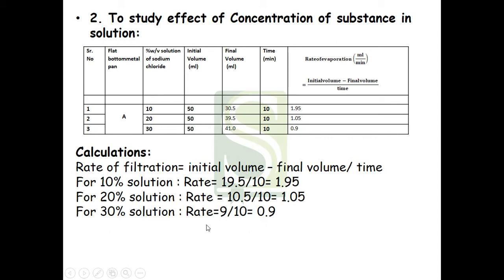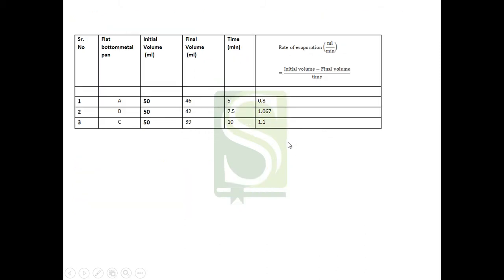And for 30% solution, rate is equal to 50 minus 41, that is 9, divided by 10, so rate becomes 0.9. Okay, so after just looking at this observation table, you can say that as the concentration of the solute in the solution increases, the rate of evaporation decreases. See, for 10% the rate of evaporation is 1.95, for 30% the rate of evaporation is 0.9. So we can conclude as the concentration of the solute increases, the rate of evaporation decreases, right?